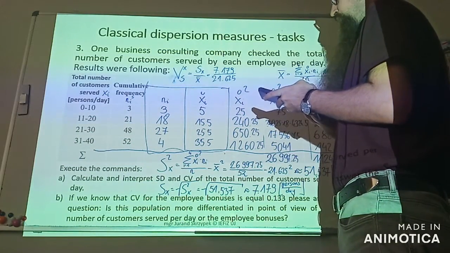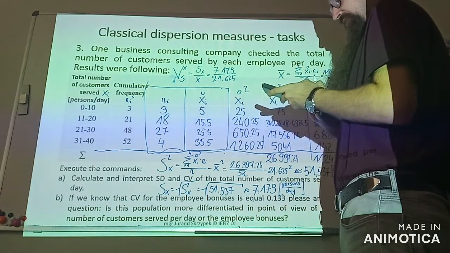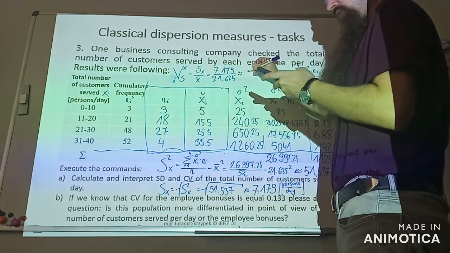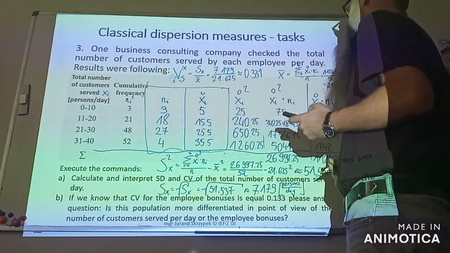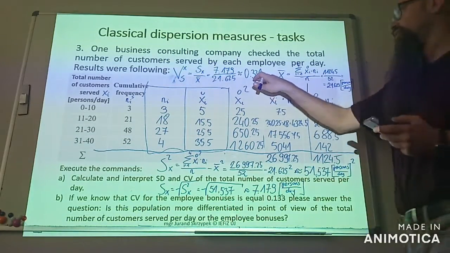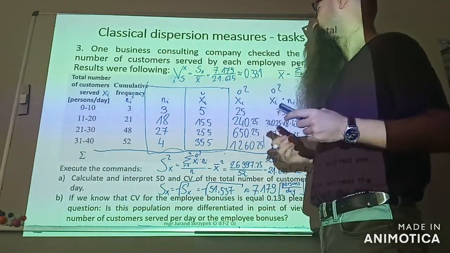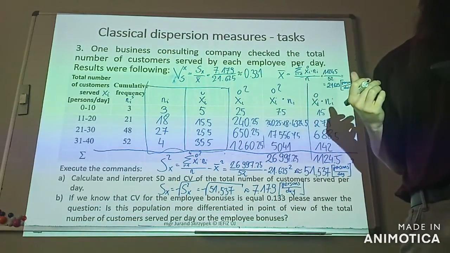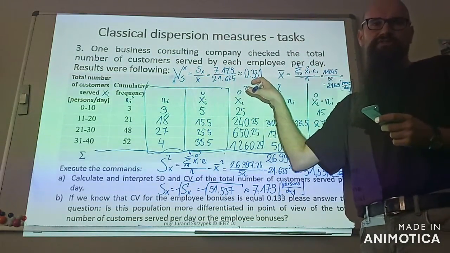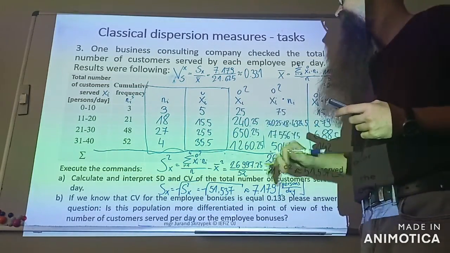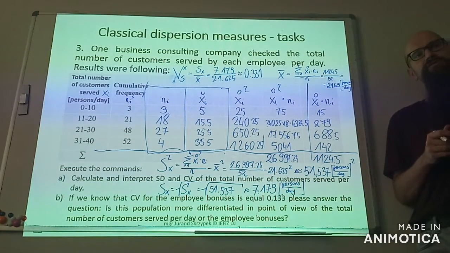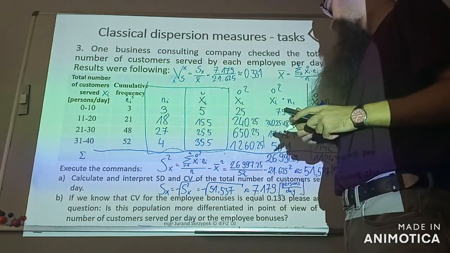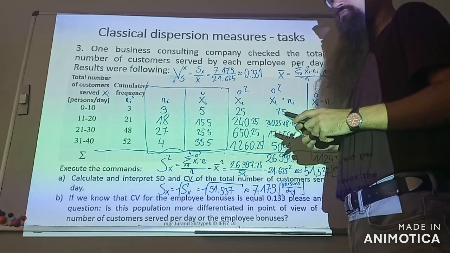7.179 divided by 21.625 is around 0.331. Yeah, 0.331. So it's around 33%. One third. Yeah, 1/3. Okay, and now it's the right time to make some interpretations of computed measures.